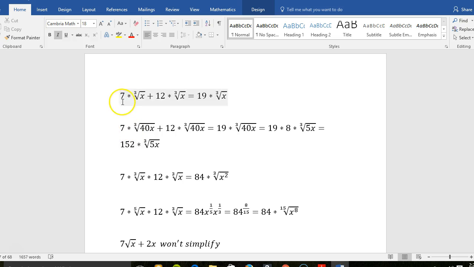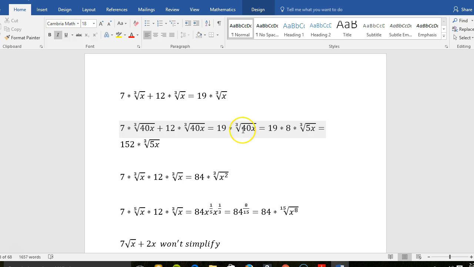Okay, now for this next one, 7 times the cube root of x plus 12 times the cube root of x. Now these are like terms. That's just 19 times the cube root of x. And then 7 times the cube root of 40x plus 12 times the cube root of 40x. That's 19 times the cube root of 40x. That's true, but your teacher will likely want you to simplify that. Since we're doing the cube root, we want a perfect cube. Is there a perfect cube factor of 40?